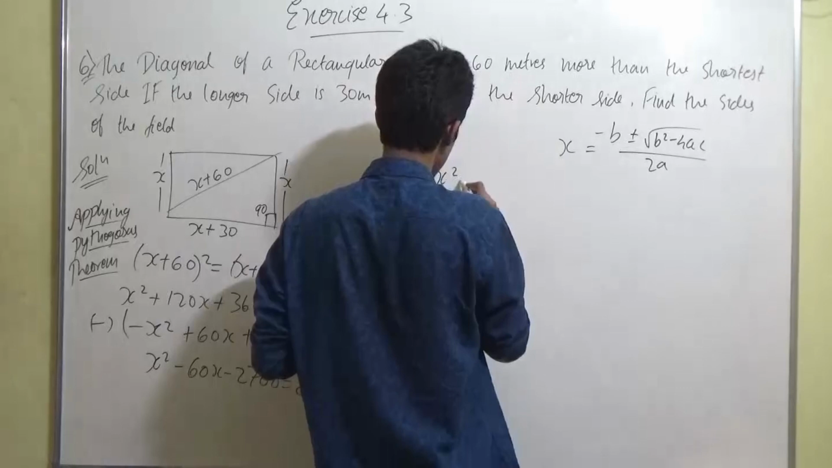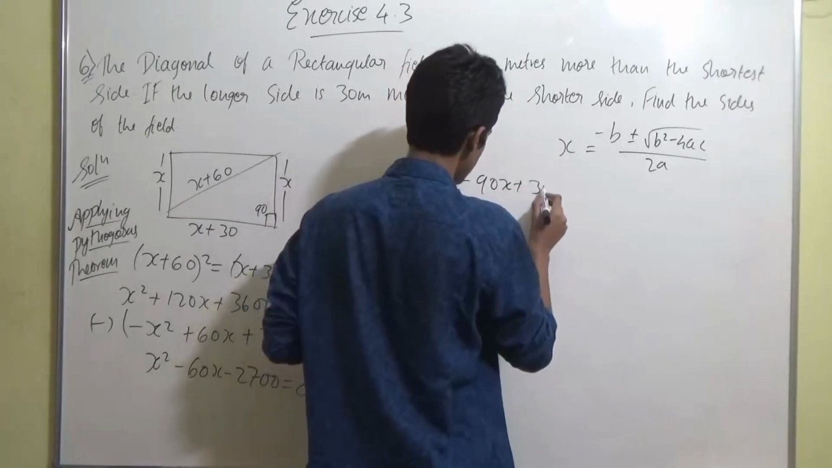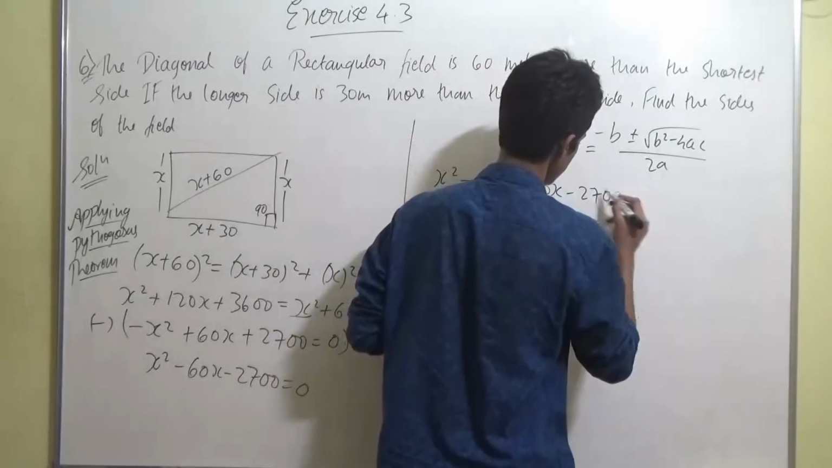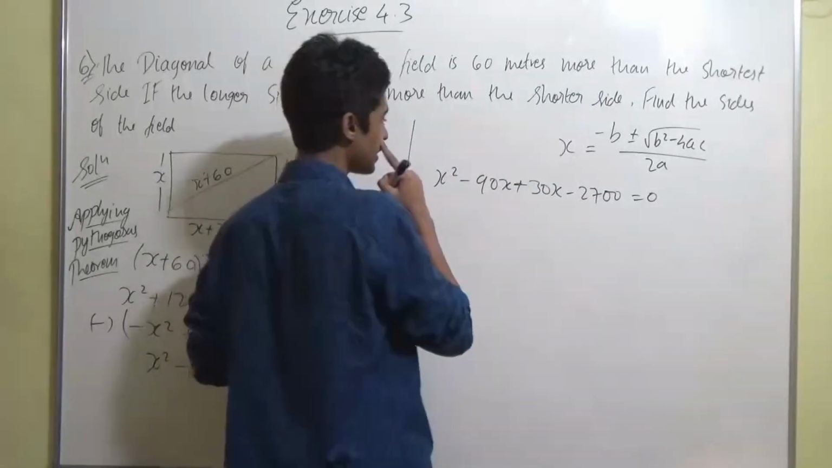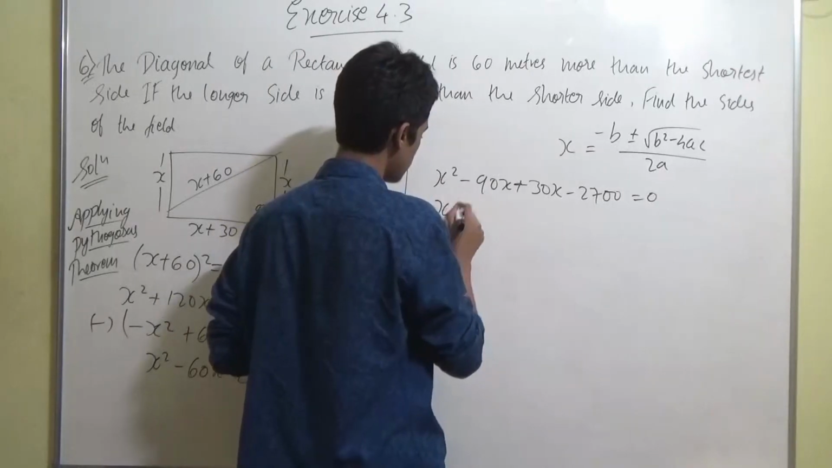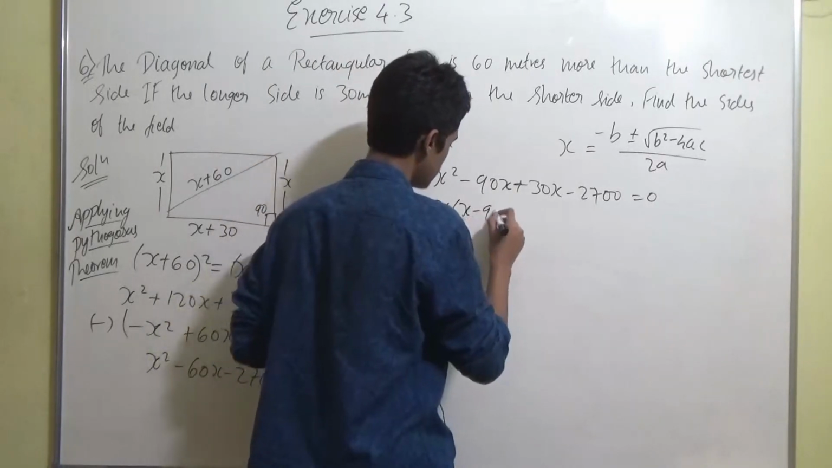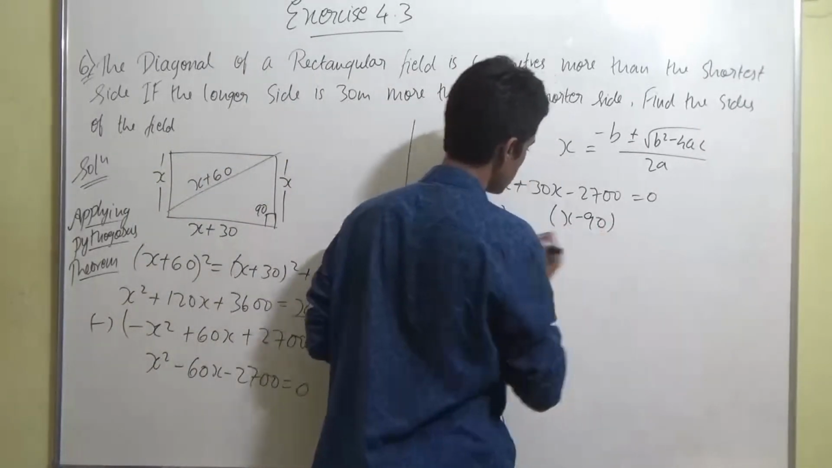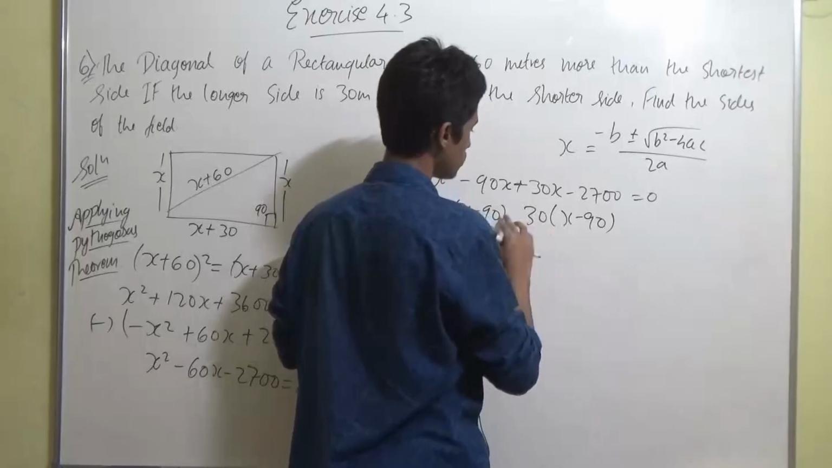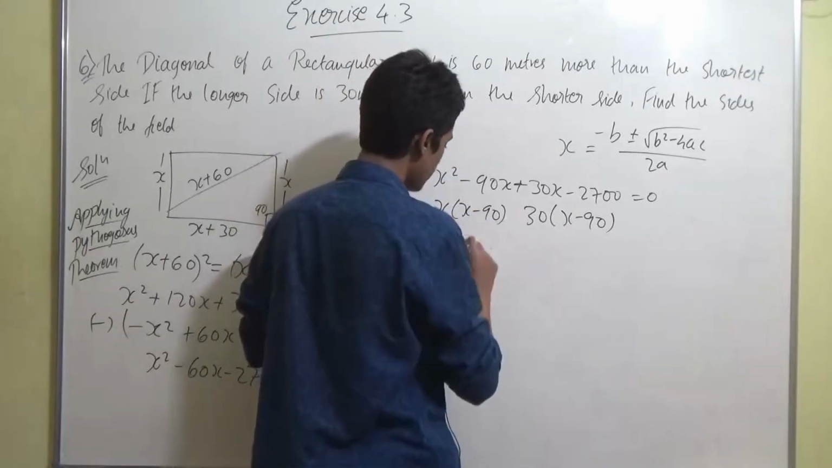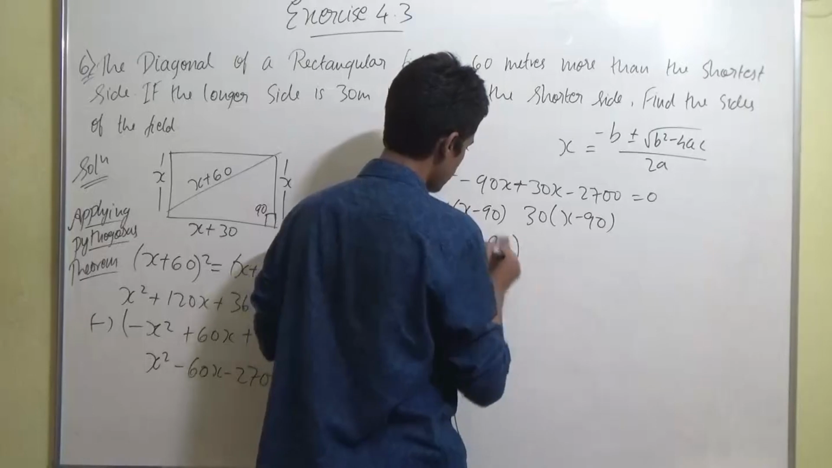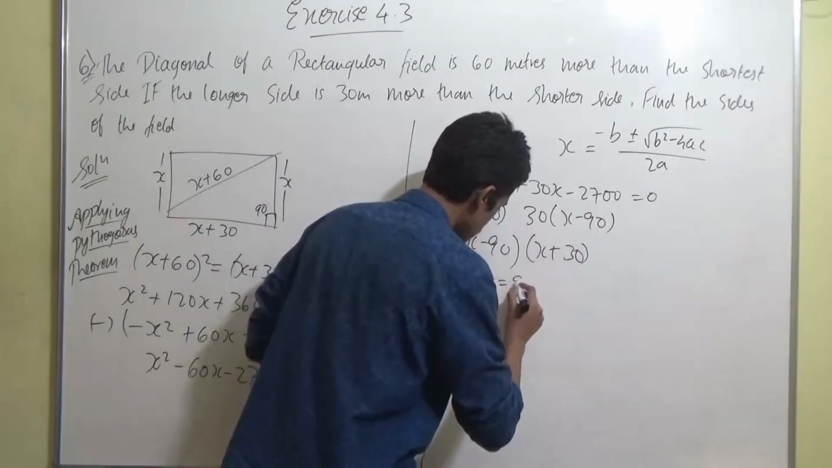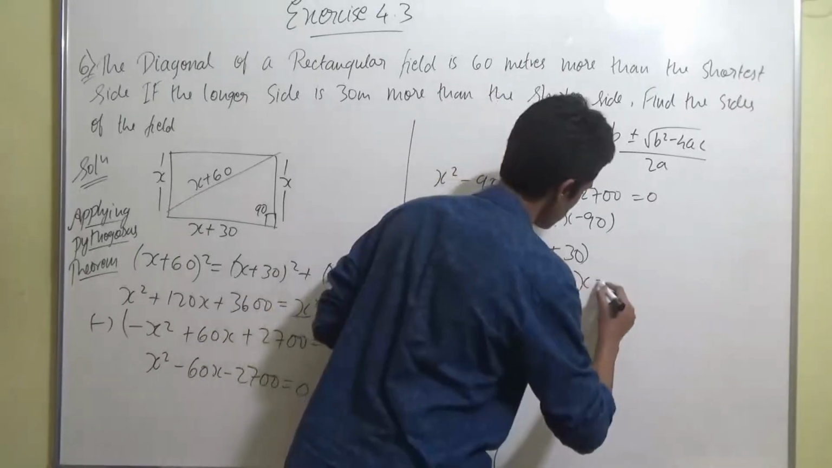It will become x square minus 90x plus 30x minus 2700 equal to 0. Now we'll start taking things common. So x we'll take in common, x minus 90. So this same thing we have to write again, x minus 90, as I said, and here it becomes 30. So this is how we split the terms, and then we'll take this common, and these two terms we'll put under one bracket. So x will become equal to 90, and from here x will become equal to minus 30.